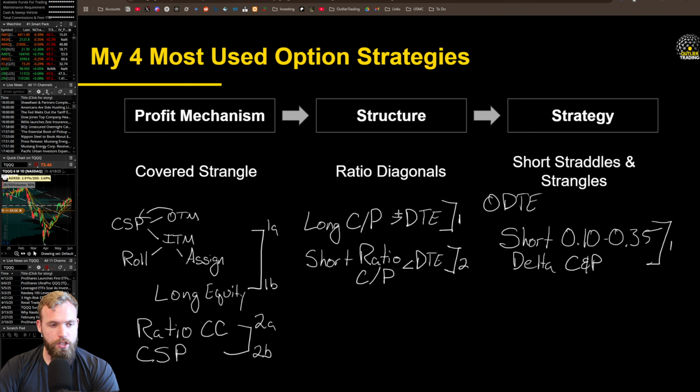Next, we have ratio diagonals. This is going to be a long option, call or put, that are typically longer days to expiration, generally speaking, at least longer than 60 days, more often than not, greater than 90 days out. Definitely looking to close or roll the position as it starts closing within 50 days if I'm still holding it. So this is the starting point.